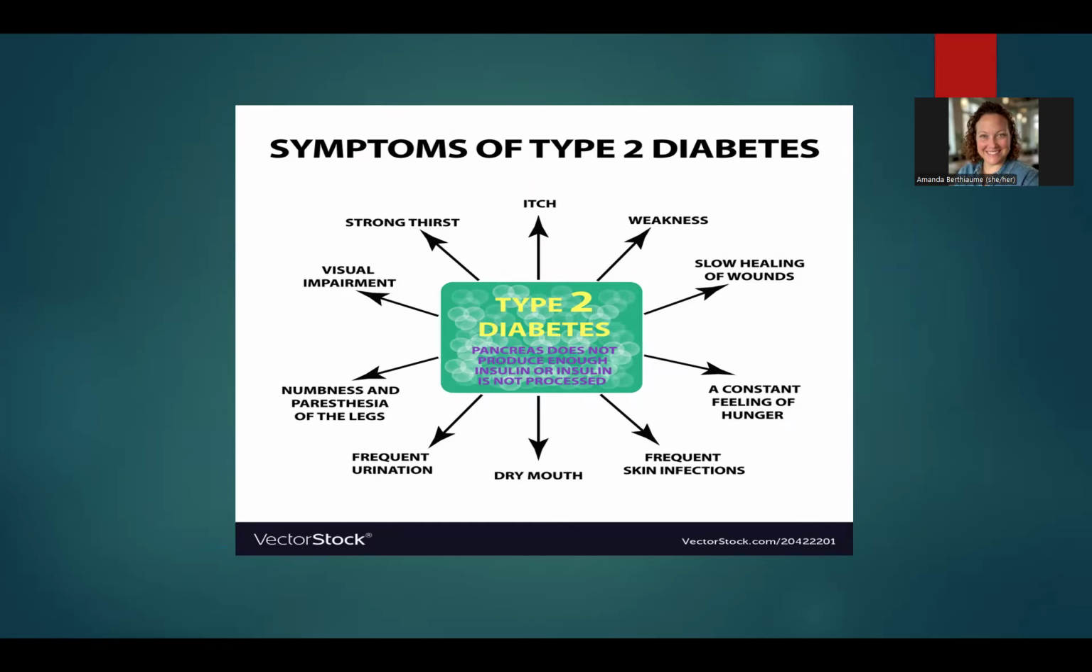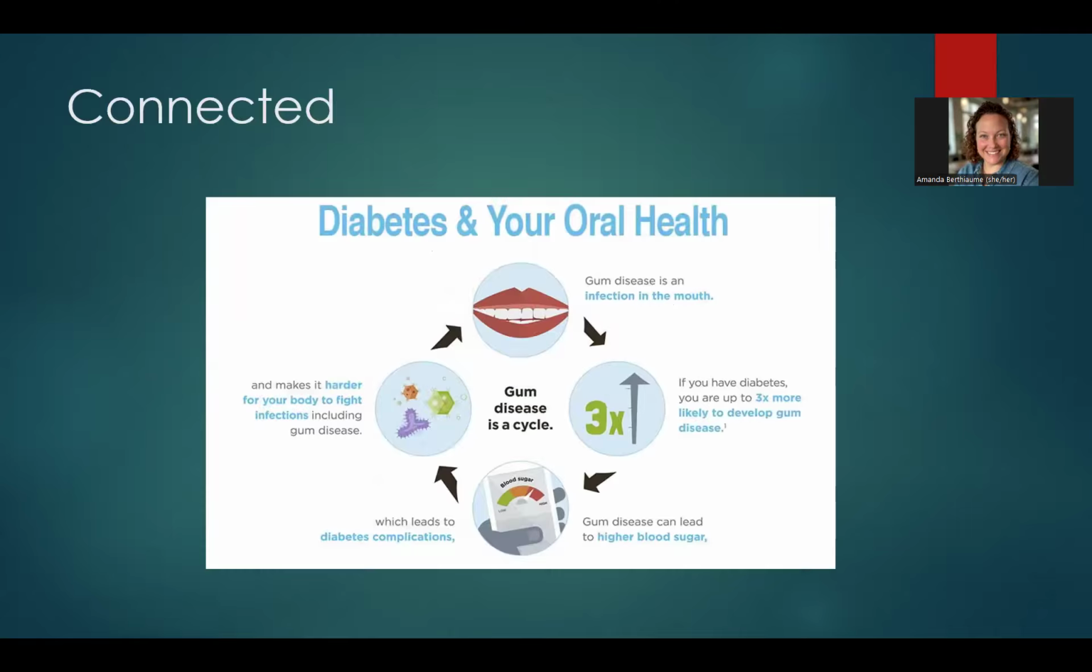Some symptoms of type 2 diabetes: weakness, slow healing of wounds, consistent feeling of hunger, frequent skin infections, again, that aren't healing, dry mouth, frequent urination, numbness and paresthesia of the legs. They'll feel like tingling in the legs, visual impairment, and strong thirst.